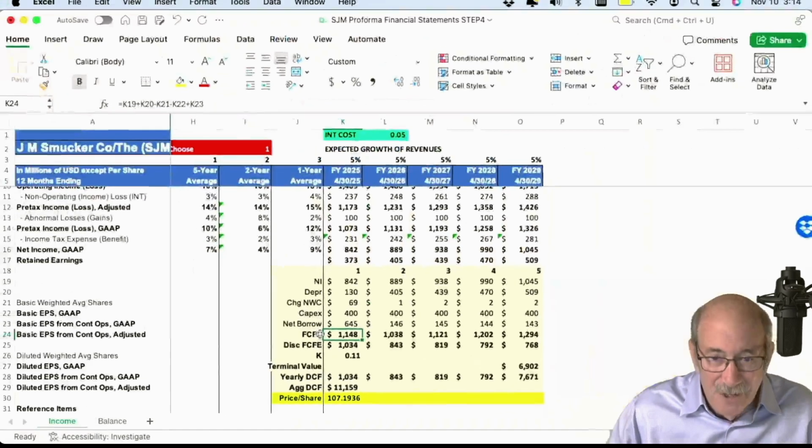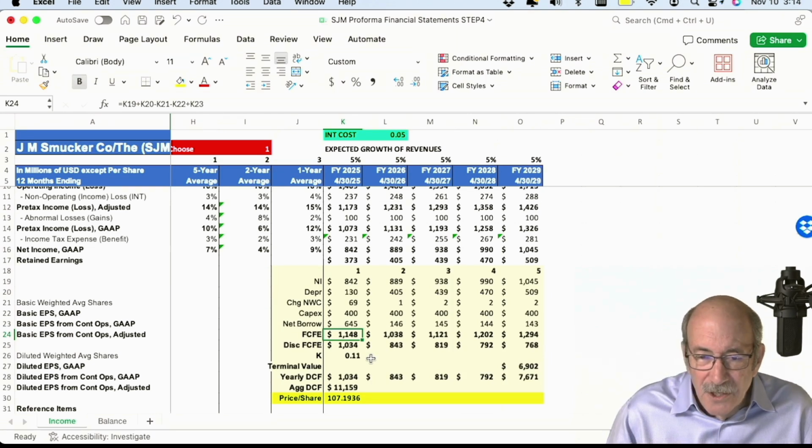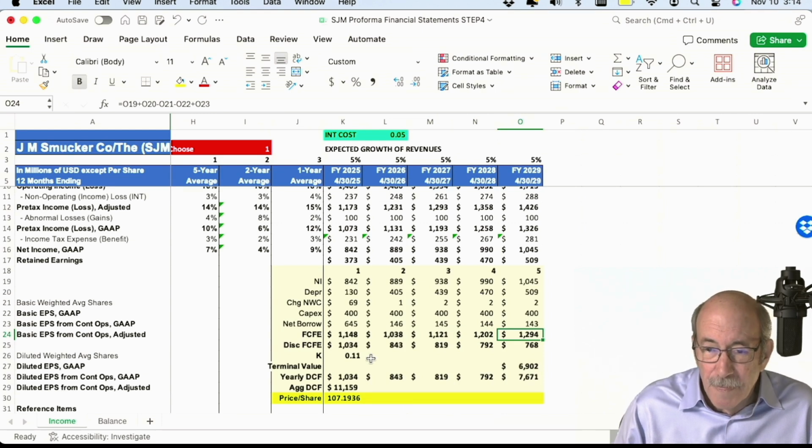Not too far away. Now we just need to get a discounted value for those guys, get a terminal value for the company, and then finally get a price per share. So now I have free cash flow for all 5 years that I'm projecting out into the future. I've got 1.148 billion, 1.038 billion, 1.121, 1.201, and 1.294.